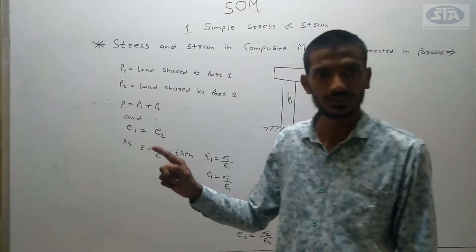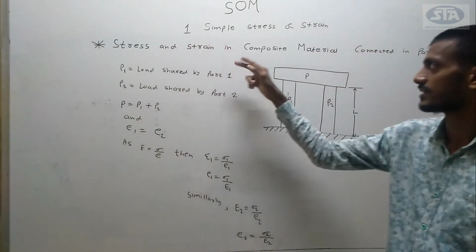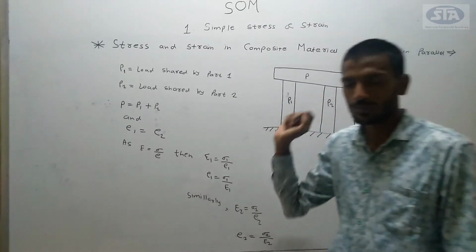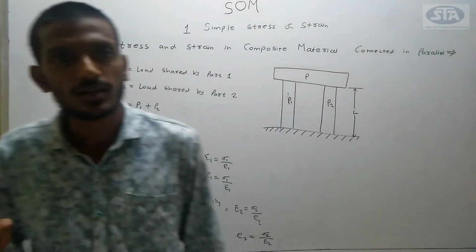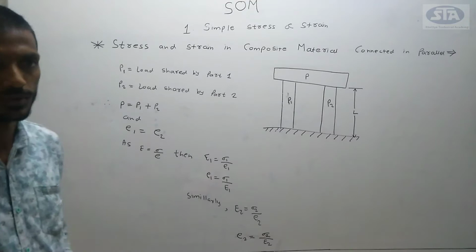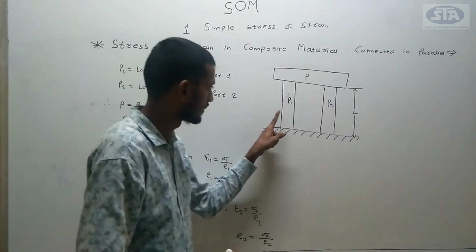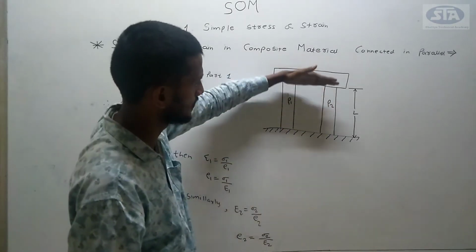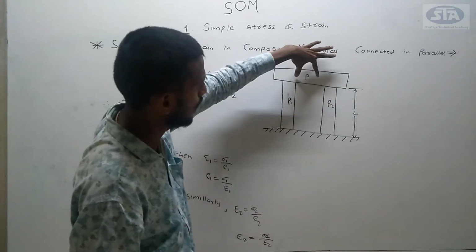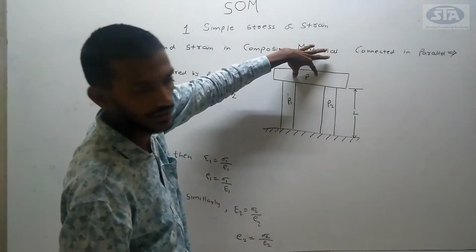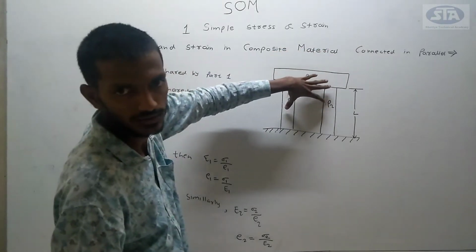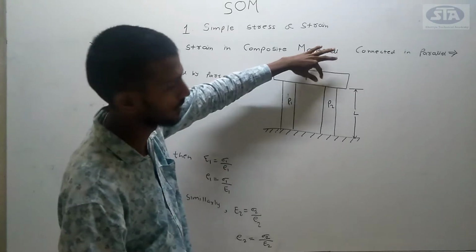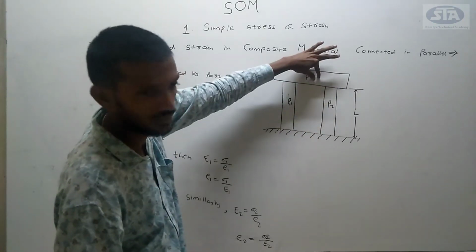Next topic, which is stress and strain in composite material connected in parallel. Composite material is called a combination of two materials. Now let us consider material number 1 and material number 2. If we apply force on that material, whatever the force applied is divided into two parts. Let us say 20 kN force is applied in total.